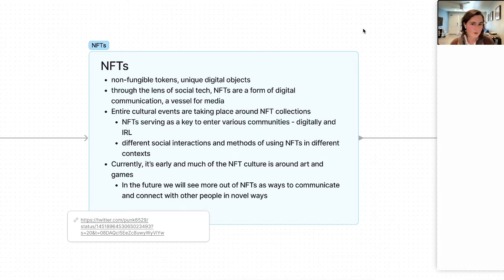A lot of what we've seen, predominantly all of it, is around art and games, which makes sense. Usually with technical innovations, the artists are out front. They're doing their art, trying to make sense of how we can see the world through this new lens. But I do think that we'll see in the future really interesting, novel ways of communicating, connecting with people in this peer-to-peer fashion through the web with NFTs.